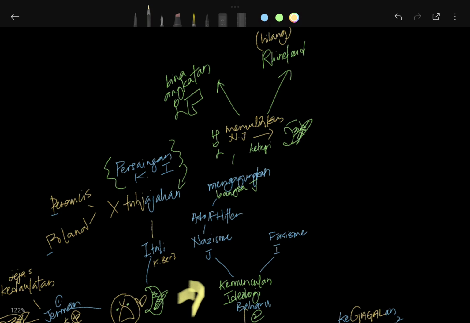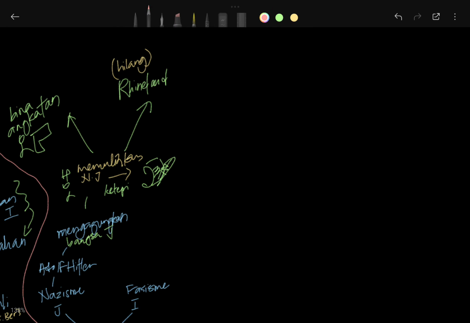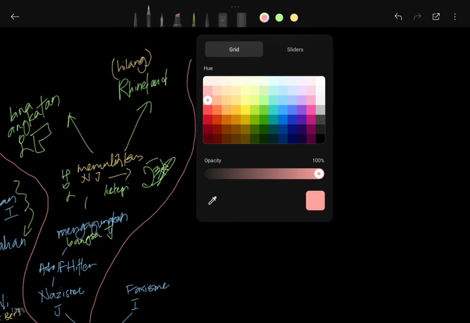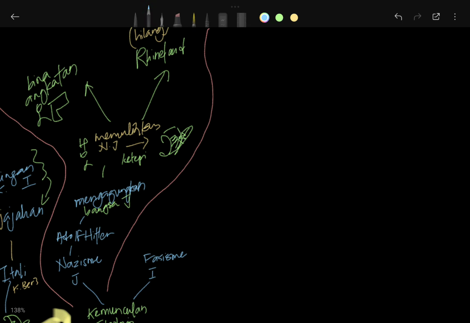I'm gonna like draw a little line to differentiate this. Okay, it's the same color. Give me a moment. Take some red. Okay. So coming back to this point, thus we move on to Italy.